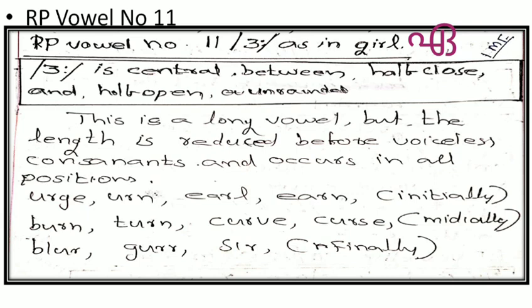Vowel number 11, /ɜː/, as in girl. It is a central, between half closed and half open, unrounded vowel. Lips are unrounded. This is a long vowel, but the length is reduced before voiceless consonants, and it occurs in all positions: initially, urge, earn; medially, burn, turn, curve, curse; finally, blur, sir.